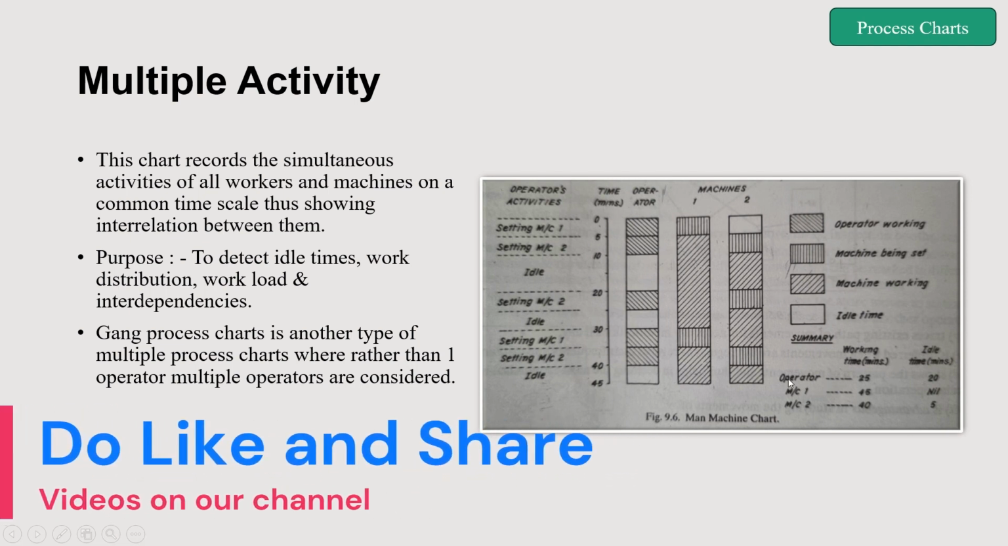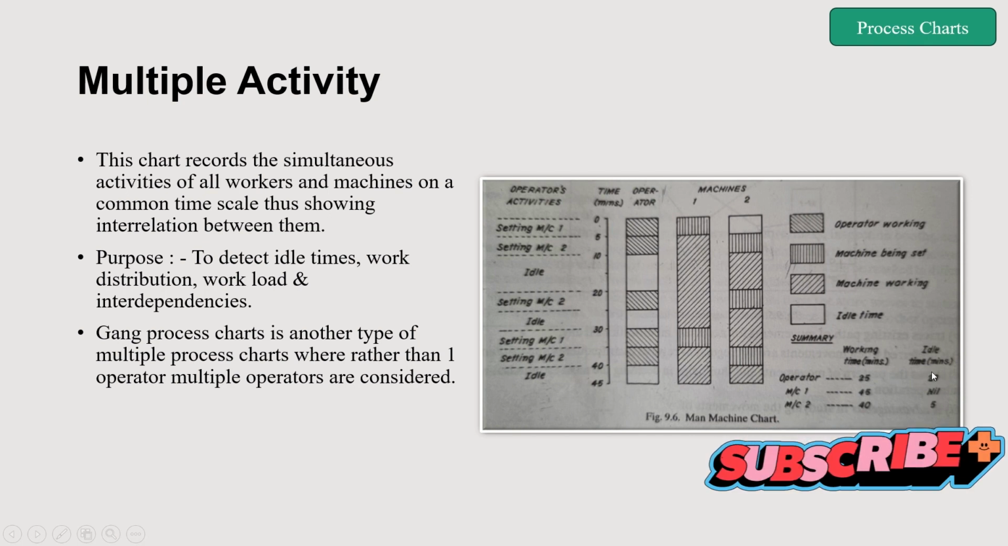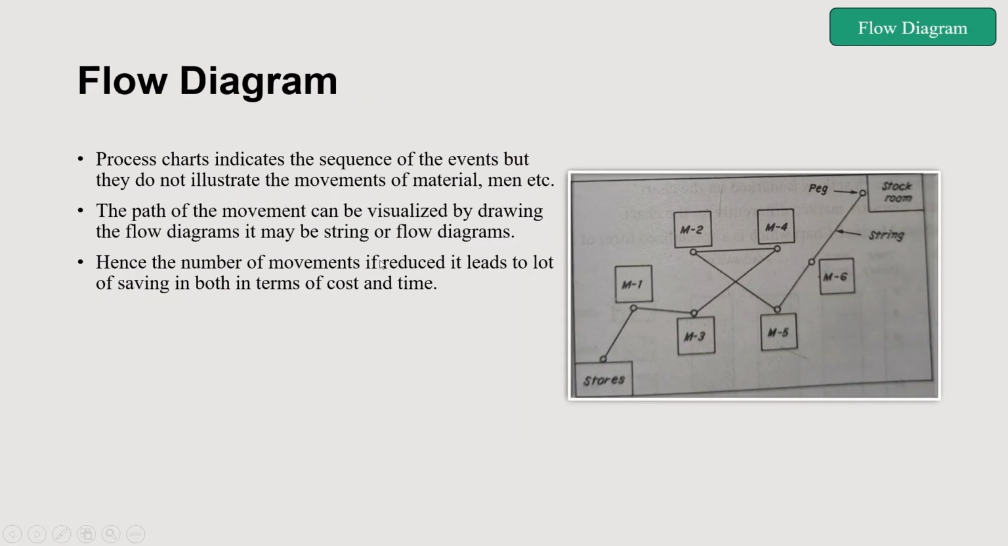Here we are able to see that machine 1 working time is 45 minutes, machine 2 is 40 minutes, the operator is operational for 25 minutes, and we have an idle time for the operator of 20 minutes and for machine 2 of 5 minutes. So these are the advantages of the multiple activity charts in the work study which we perform in industrial engineering. That being said, let us move to another topic, that is flow diagrams.